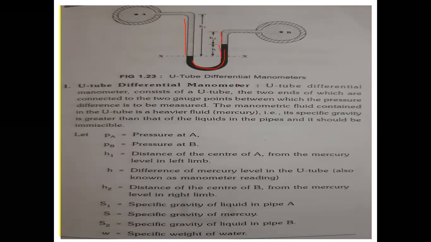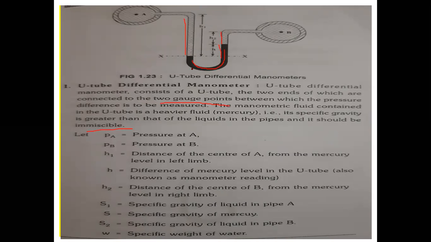Now the U-tube manometer consists of a U-tube, the two ends of which are connected to the two gauge points between which the pressure difference is to be measured. The manometric fluid contained in the U-tube is a heavier fluid, that is mercury. Mercury is a heavier fluid than water, that is its specific gravity should be greater than the liquids in the pipes, and it should be immiscible, and also the specific weight should be greater than that of the water.